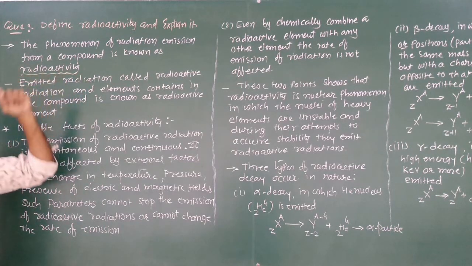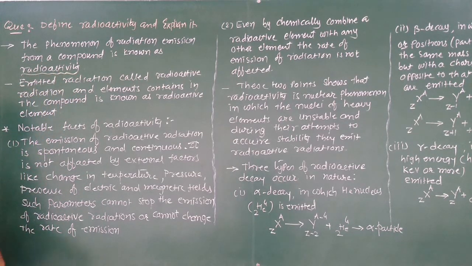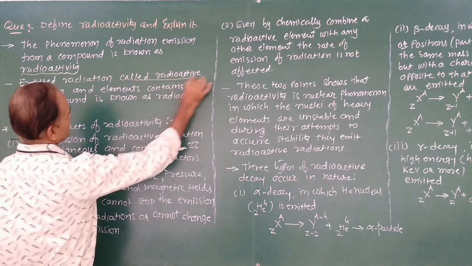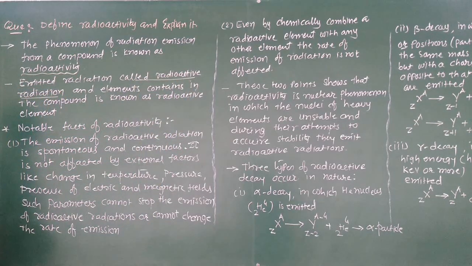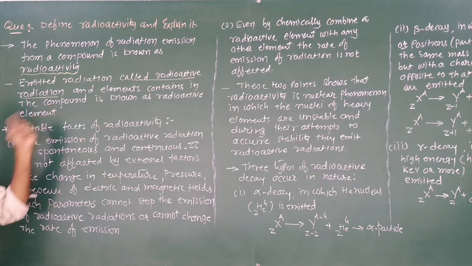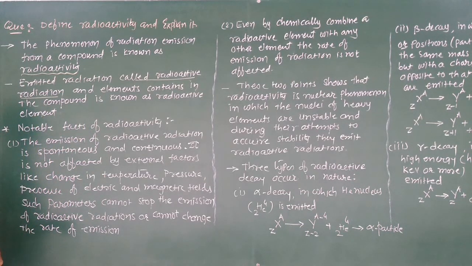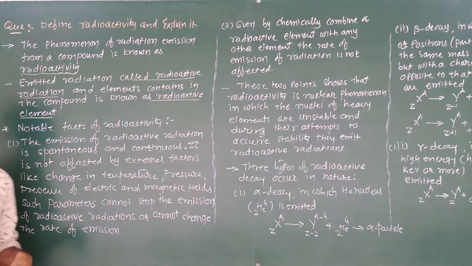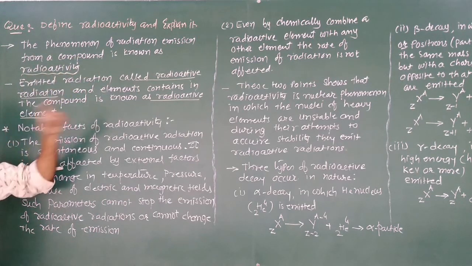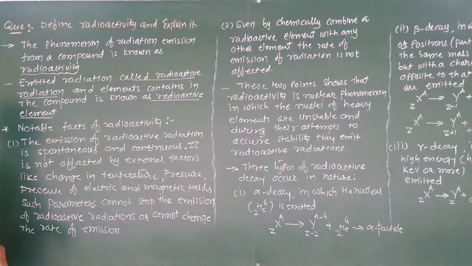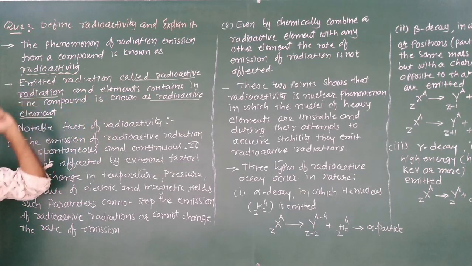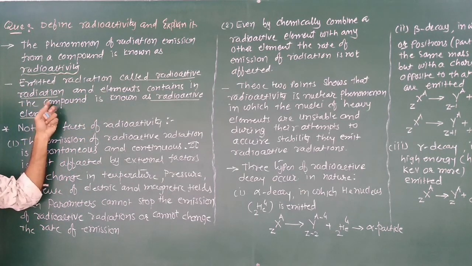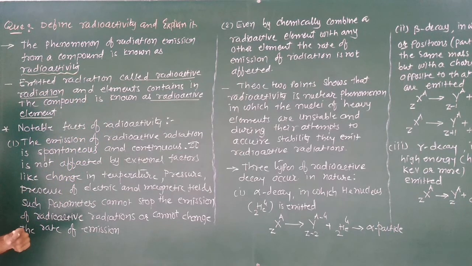The emitted radiation is known as the radioactive radiation. The radiation emitted by the compound is known as radioactive radiation, and the element contained in the compound is known as the radioactive element. The compound that radiates the radiation is known as the radioactive compound, but the element it contains is known as the radioactive element.